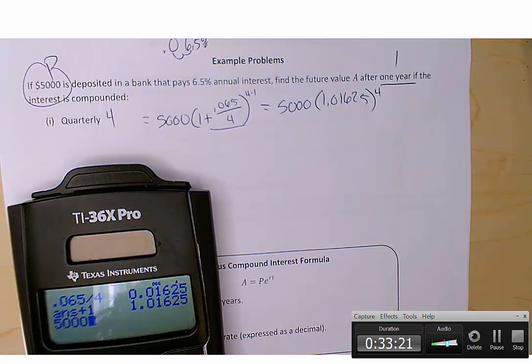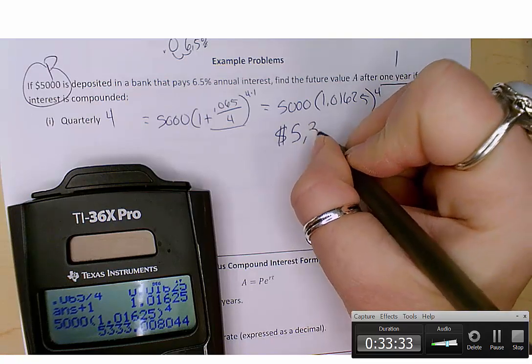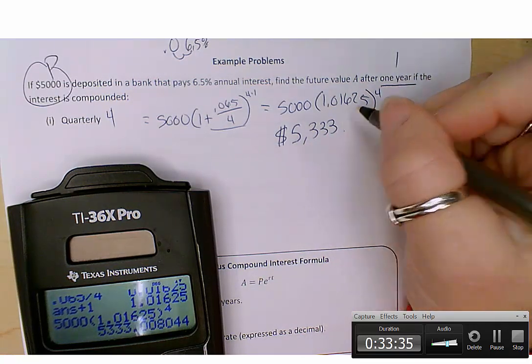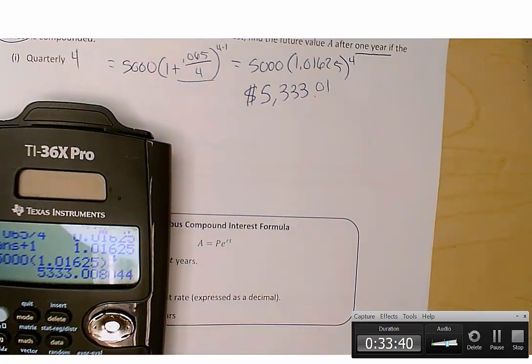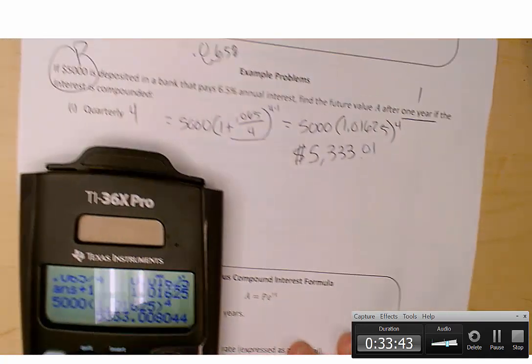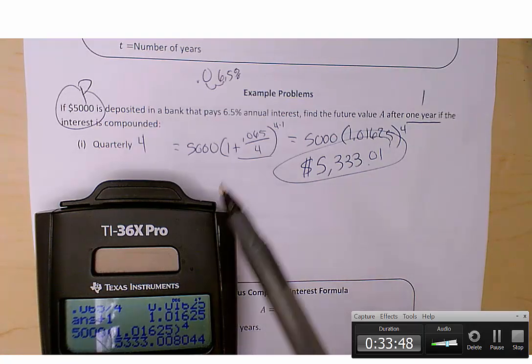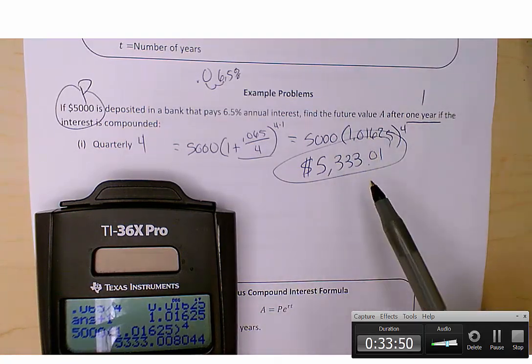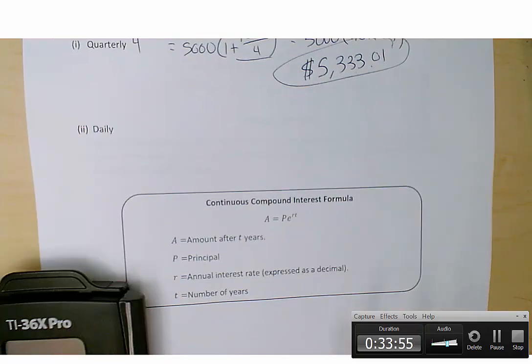So if I take $5,000 here and I multiply that by the 1.01625, and I raise that to the 4th, it looks like it will be $5,333.01. Always make sure that you do round to the nearest cent there. All right, so that is how much is going to be in that account after that 1 year from initially putting in 5,000. So it's had an increase of $333.01 in a year, which is not that bad.